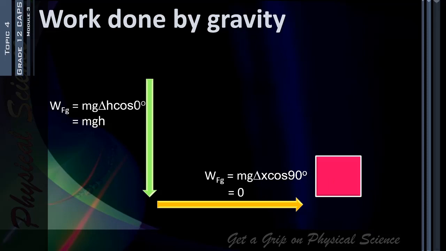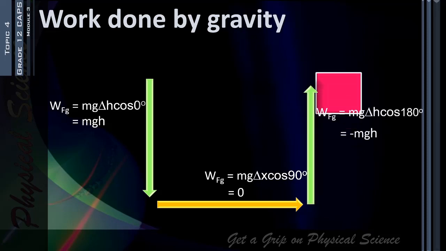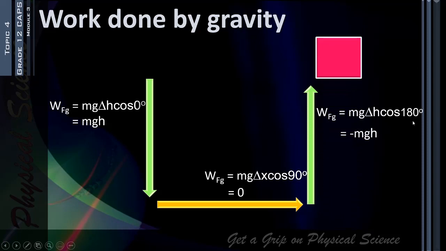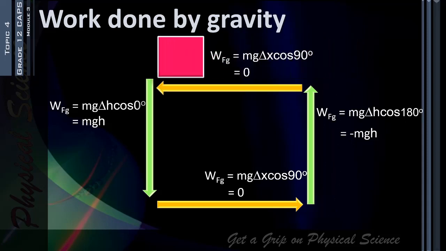But when this block is lifted to its original height, the work done by gravity will be minus mgh, because the angle between gravity and the displacement of this object is then 180 degrees, which gives us that negative sign. And sideways back to the starting point, gravity will do no work again because gravity is perpendicular to the displacement of this block. So the total work done by gravity to get this object from the starting position all the way around back to its starting position will be mgh plus 0 minus mgh plus 0, and that gives us a total work done by gravity for this movement of 0 joule.